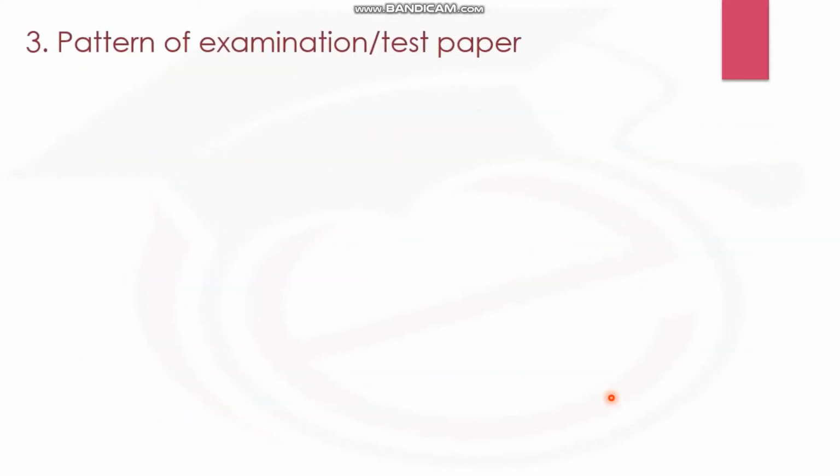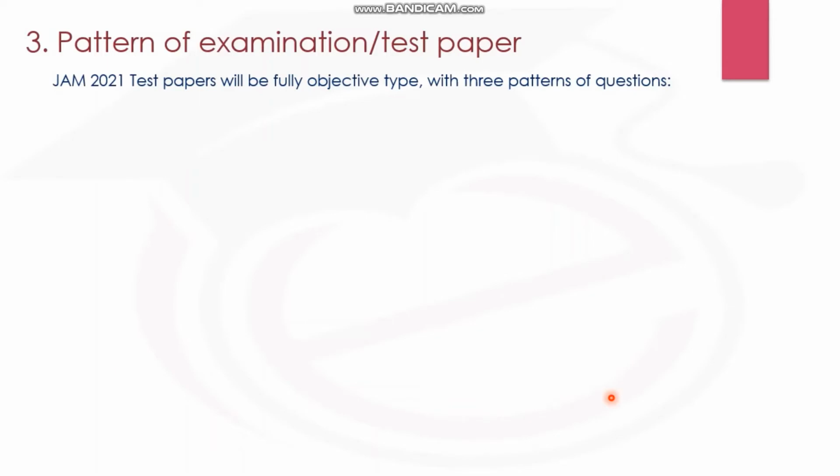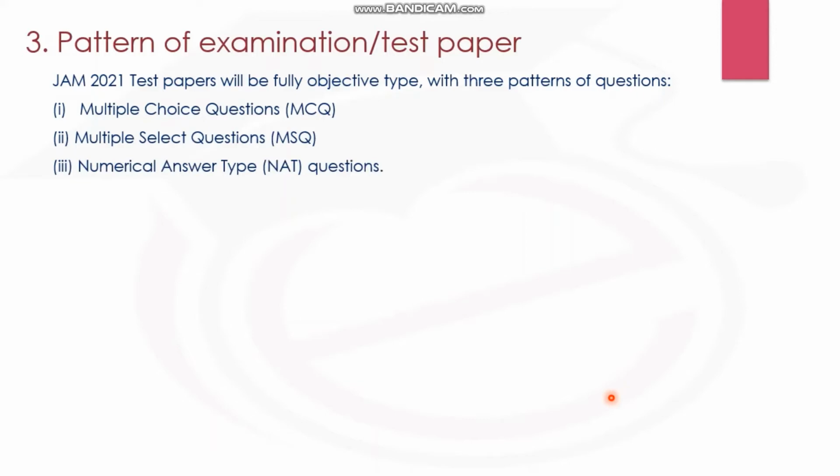And coming to the pattern of examination, it is fully objective. First, multiple choice questions will be there. Also, multiple select questions will be there. Numerical answer type questions will be there. You may be aware of these things. Multiple choice means you have four options, out of which you can pick one. Multiple select means there is more than one correct answer. And numerical answer type means you have to type the answer or numerical values through a virtual calculator. As you know, nowadays in almost all exams, you cannot use a calculator or any other electronic device. A virtual calculator will be provided.